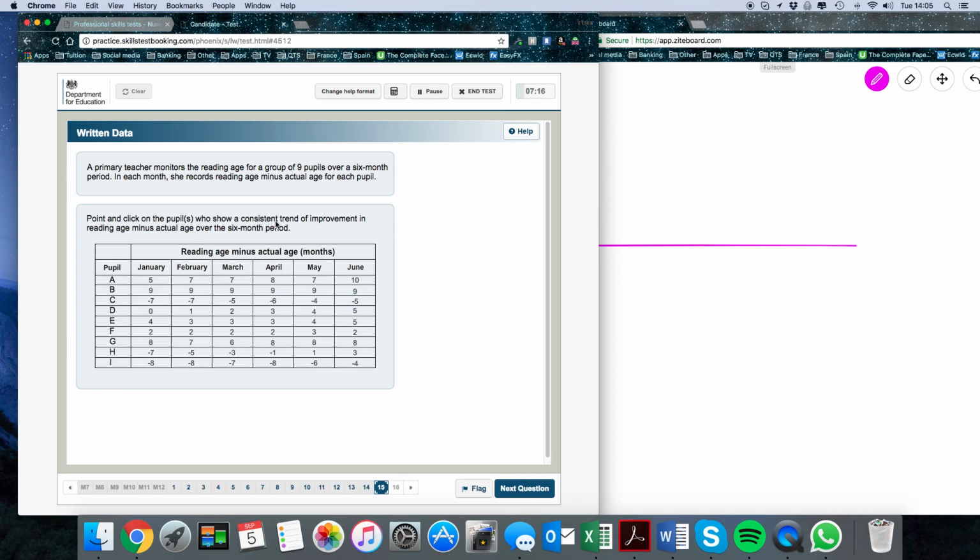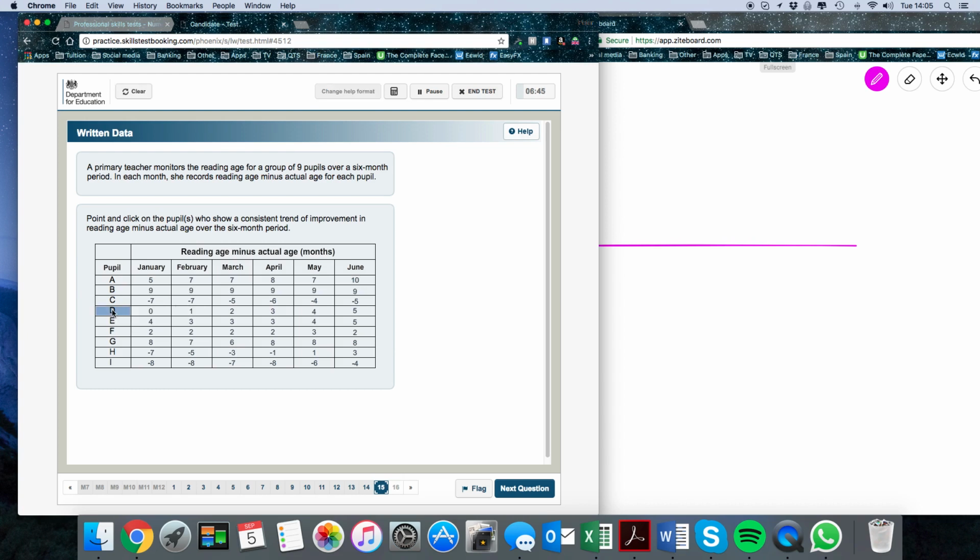It's consistent trend. So we had continual earlier. Now we've got consistent. So consistent trend means it needs to go up by the same amount each time. So what we're going to do is have a look. So A, 5 to 7, it's gone up, but then it goes to 7, so it hasn't even gone up. So we're not going to include A. B, 99999, it's not gone up. Now then, next C, minus 7, minus 7. We don't need to do any clever calculations there, it hasn't gone up.